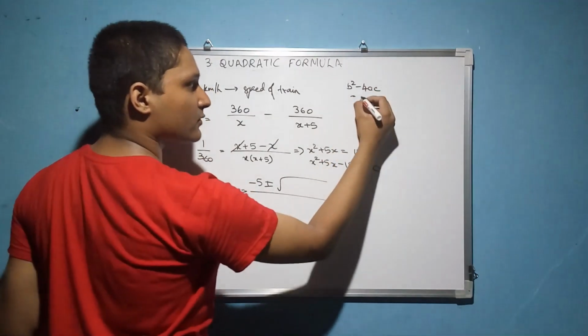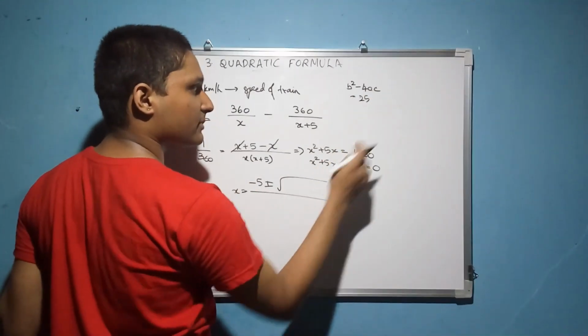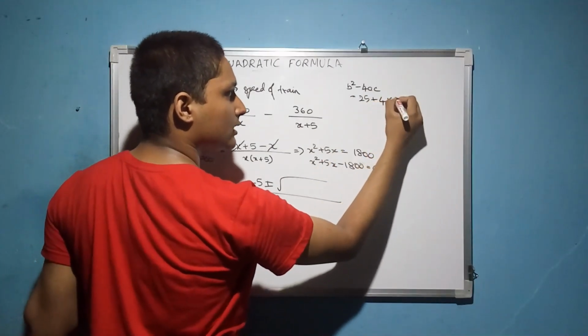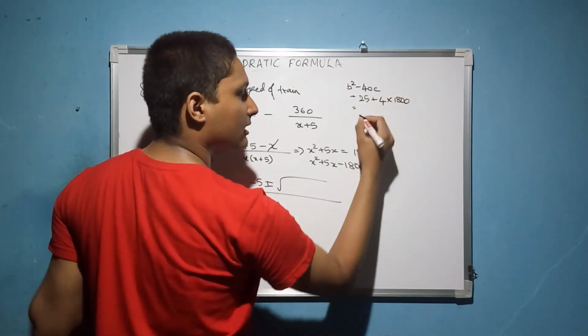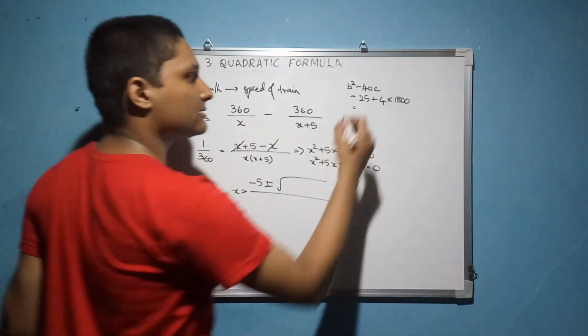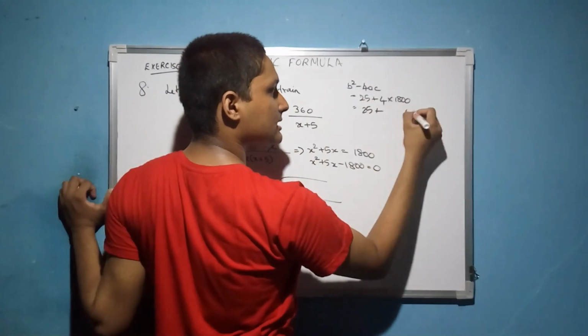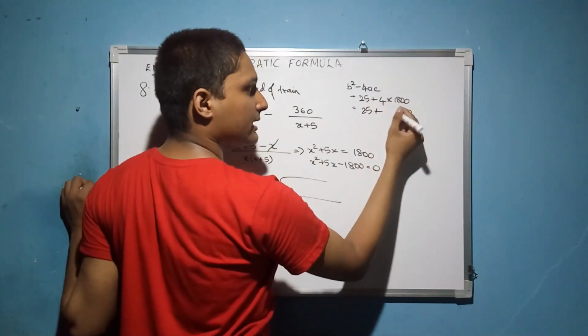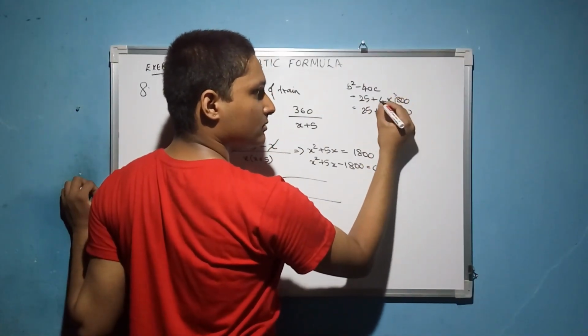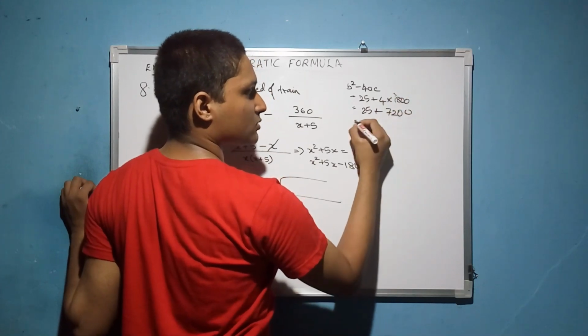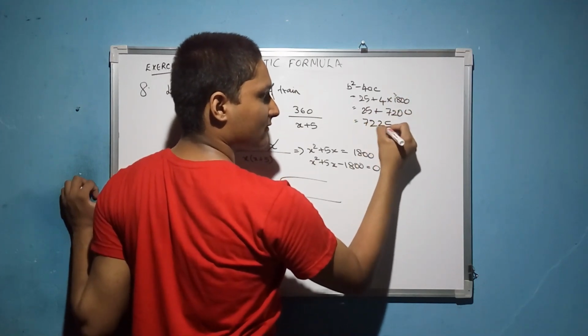So b square minus 4ac is 25. Minus of minus becomes plus 4 into 1800. Okay, 4 into 1800 is how much? 0, 0. 4 into 8 is 32. 3, 2. 4 plus 3 is 7. 7200. So it will be 7225.